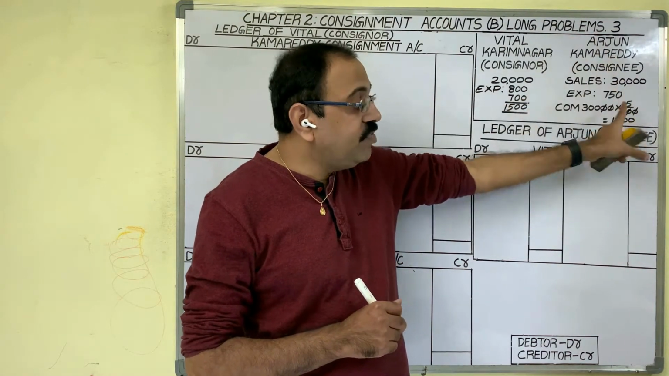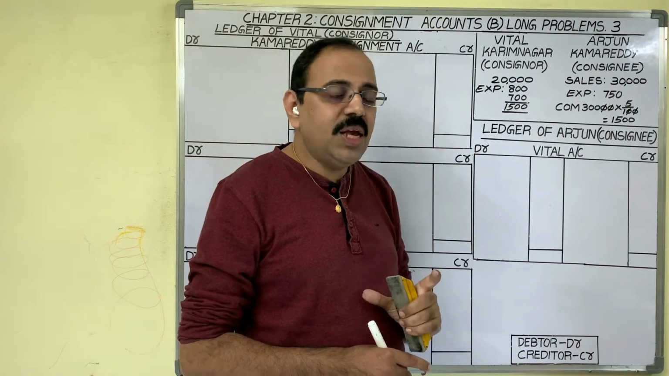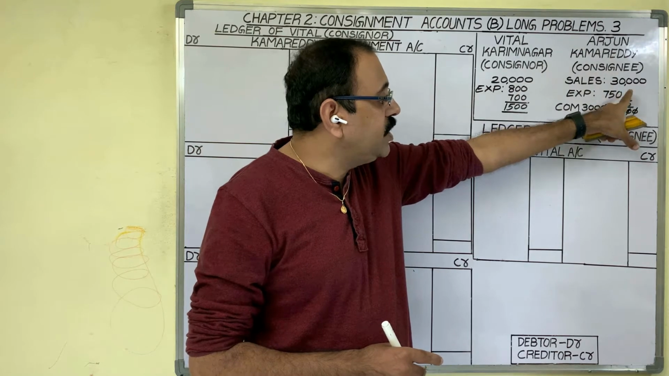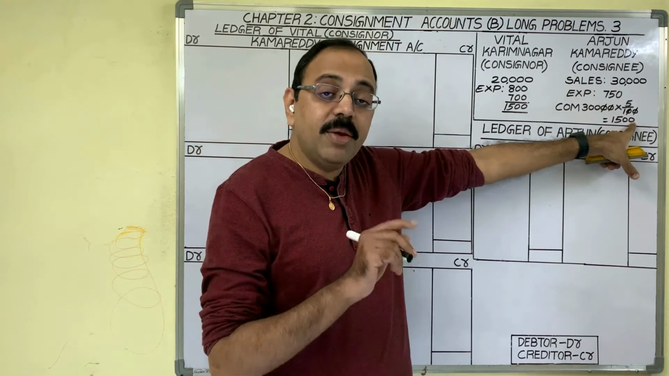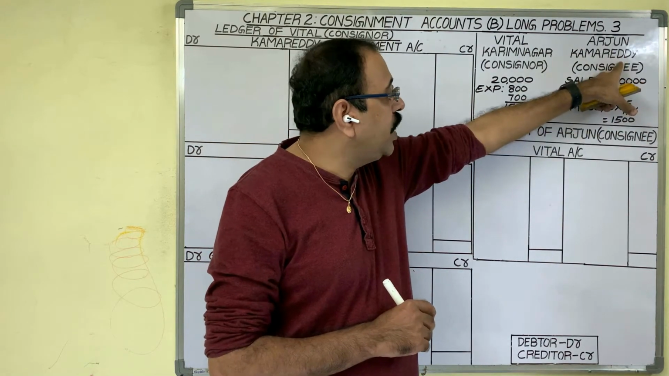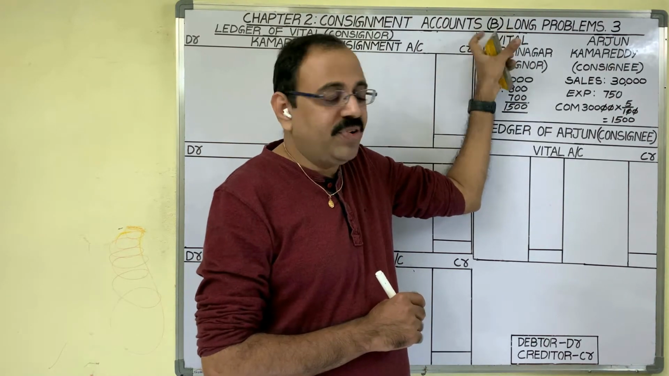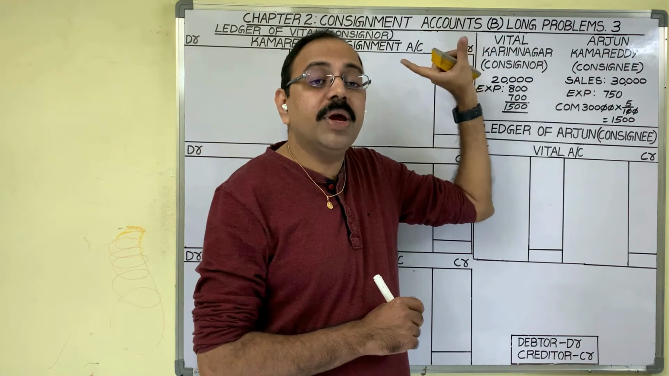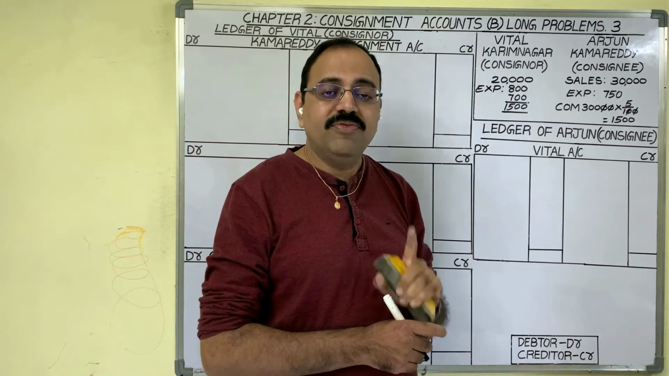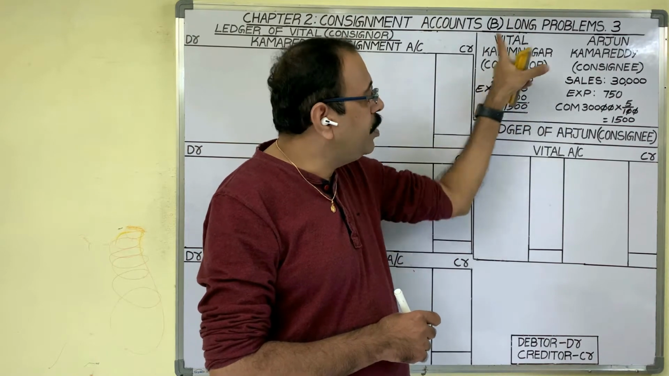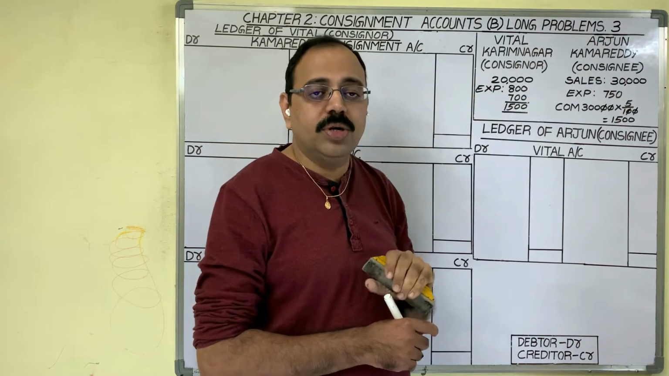Consignee's commission is 1500. From this sales amount of 30,000 rupees, Arjun deducts his expenditure and his commission, and the remaining amount Arjun sent to the consignor in the form of a demand draft. For these transactions, we have to prepare the ledger accounts. First, we prepare the ledger of Vittal. Then we prepare the ledger of Arjun.